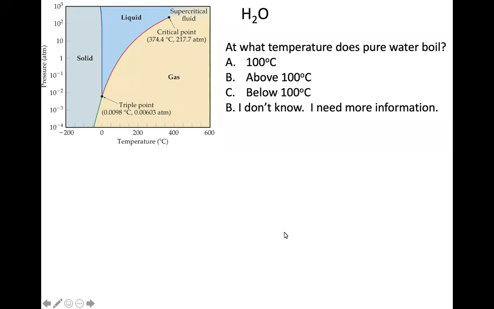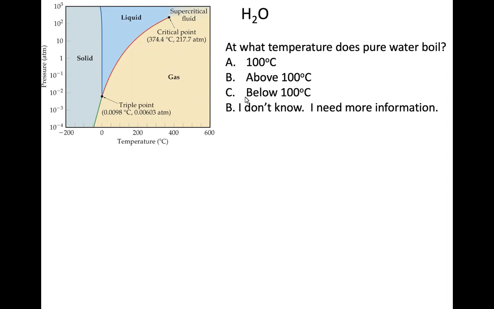Okay, dominant consensus on this one. You're telling me that pure water boils at 100. Some folks are giving me combinations either above or below. And I've got two people that said, I don't know, I need more information. Now, I'm really interested in the people that said, I don't know, I need more information. The reason I say that is I've included that as a choice on all of the questions so far. We've had about one or two people choose that each time.